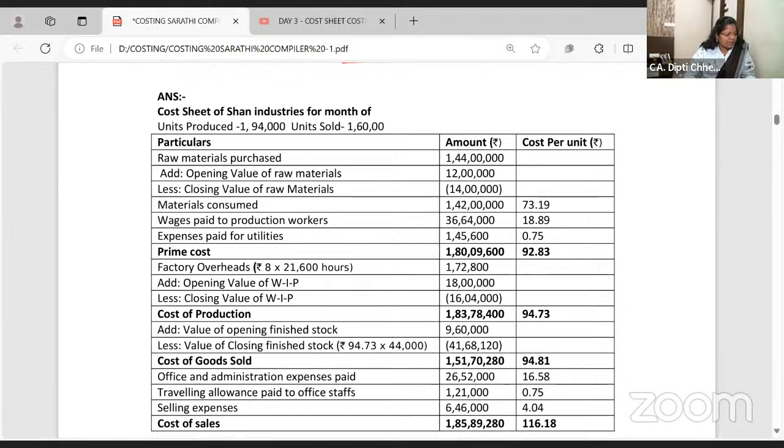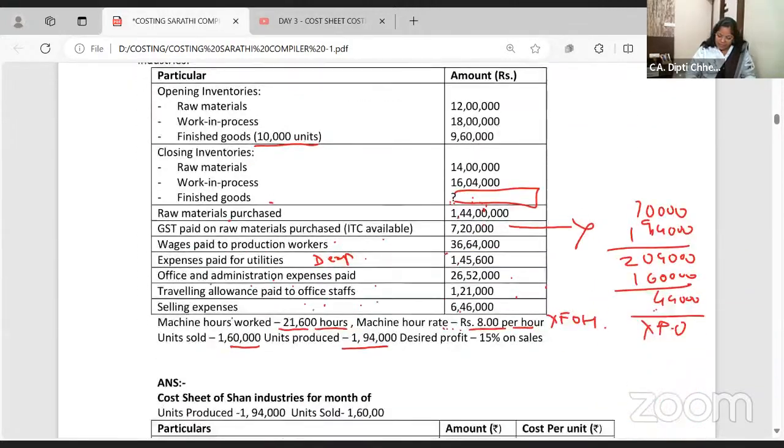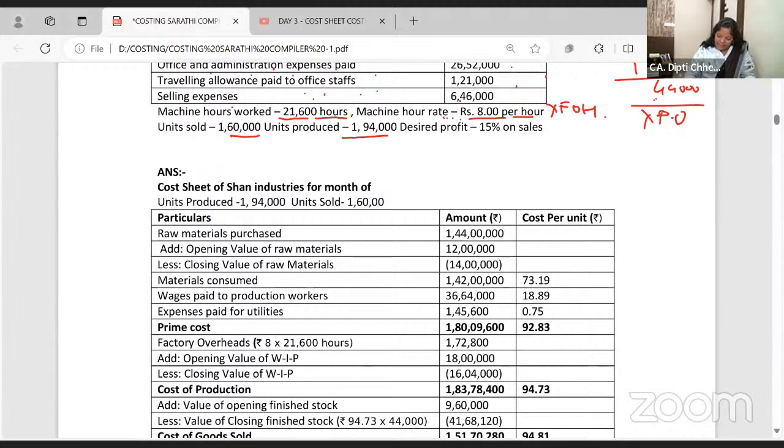Right. So first they have given you raw material, add opening stock of raw material, this material consumed.